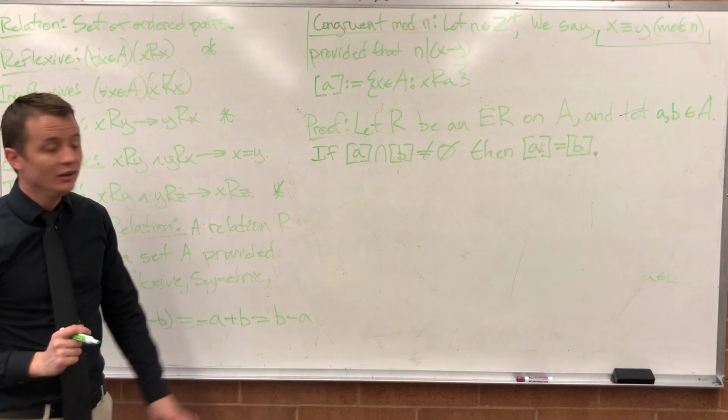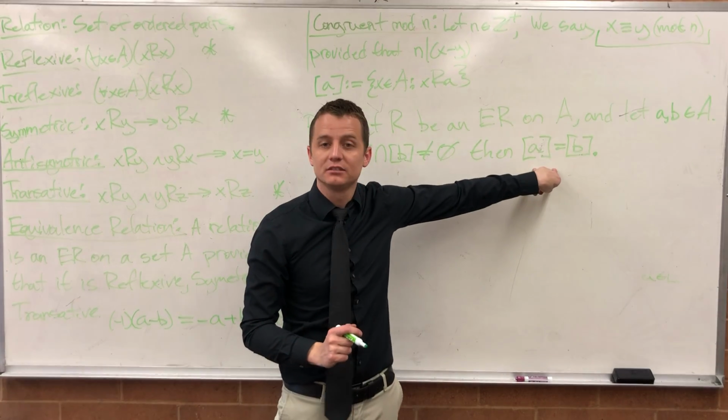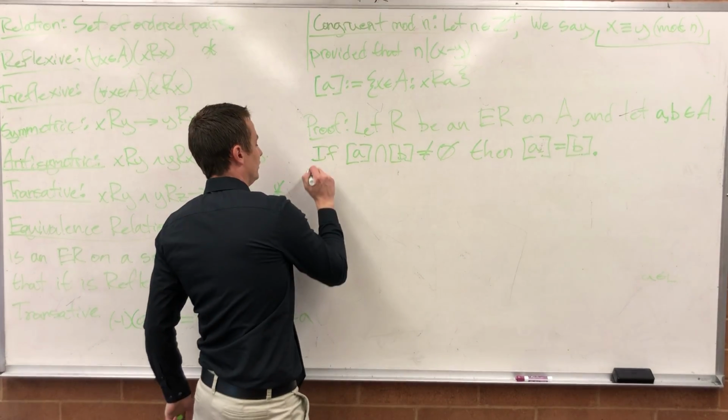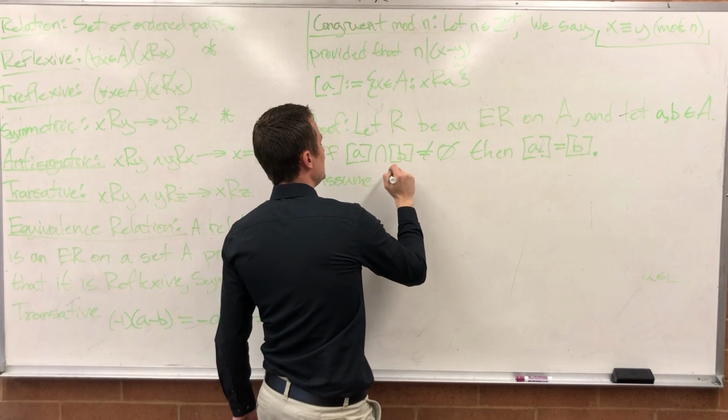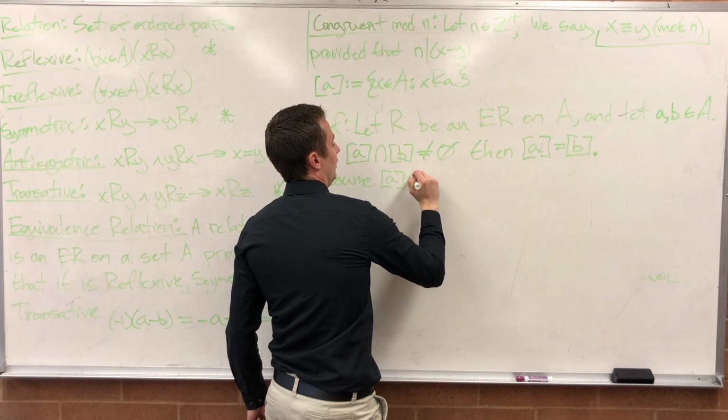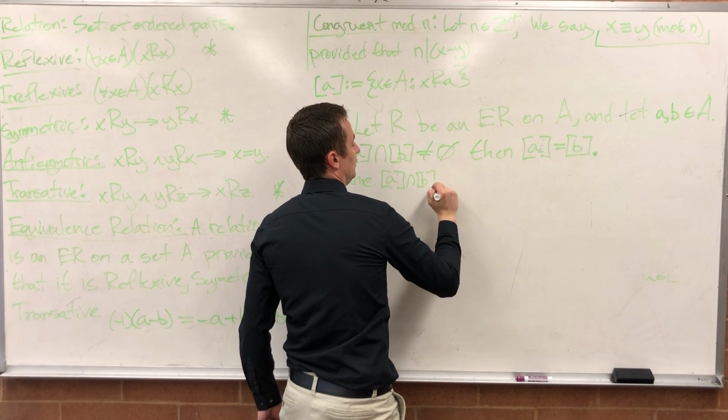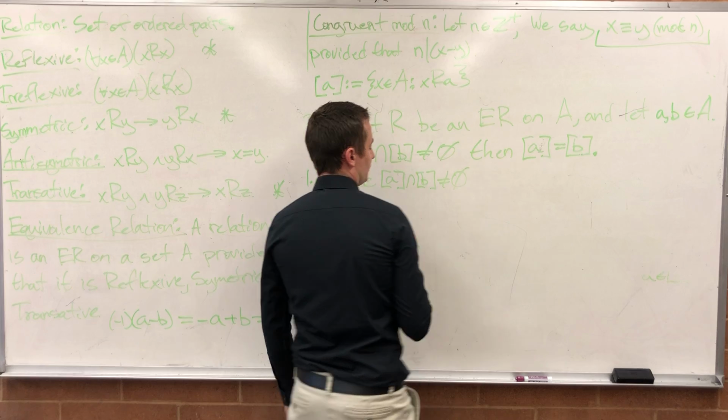Here's what we're trying to show. I need to show that this implies this. So one, assume that the intersection of the equivalence classes of A and B is not equal to the empty set. What does that mean?